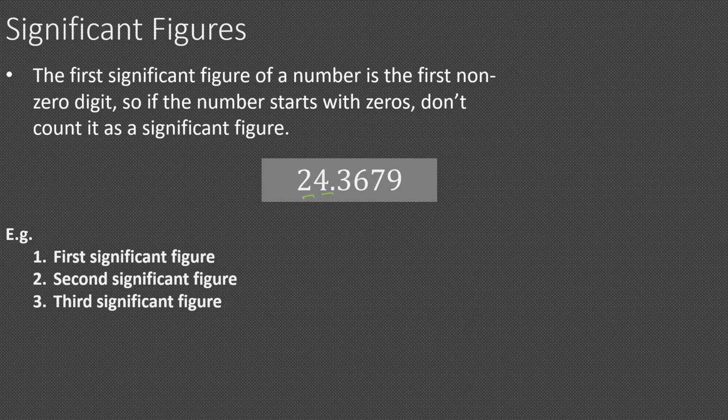So let's say we are to have, for example, 0.00367. The first significant figure here is 3, because we don't count zeros. So if 0 is here, we'll not count it. 0 is here, we'll not count it. 0 is here, we'll not count it. It's unless it's a non-zero digit. So let's say 0.36. The first significant figure here is 3, and that's in the first decimal place's position.